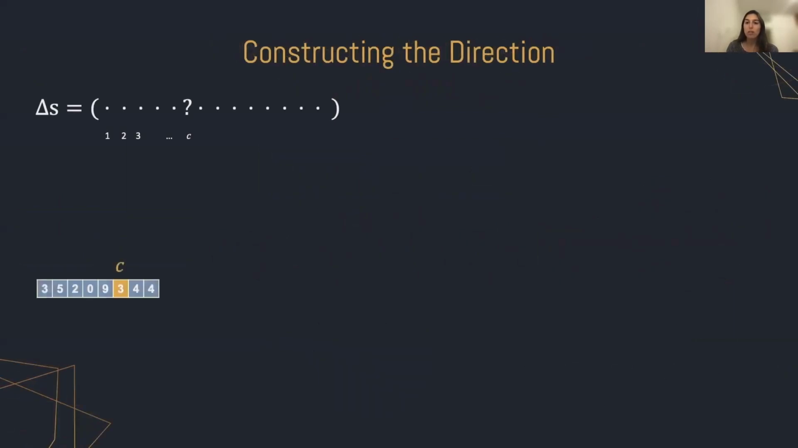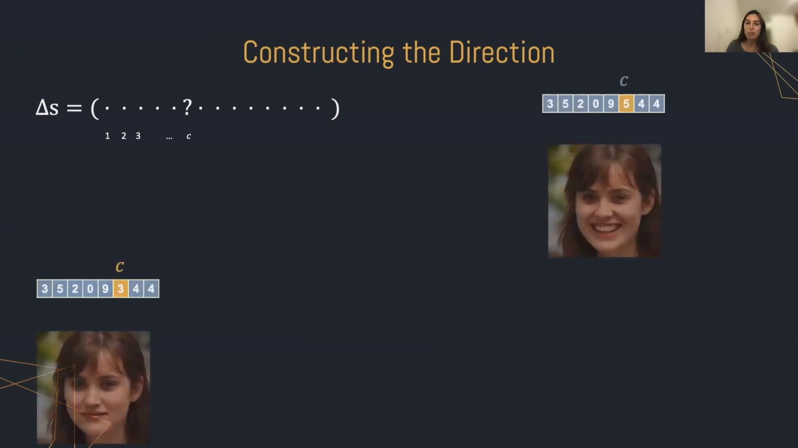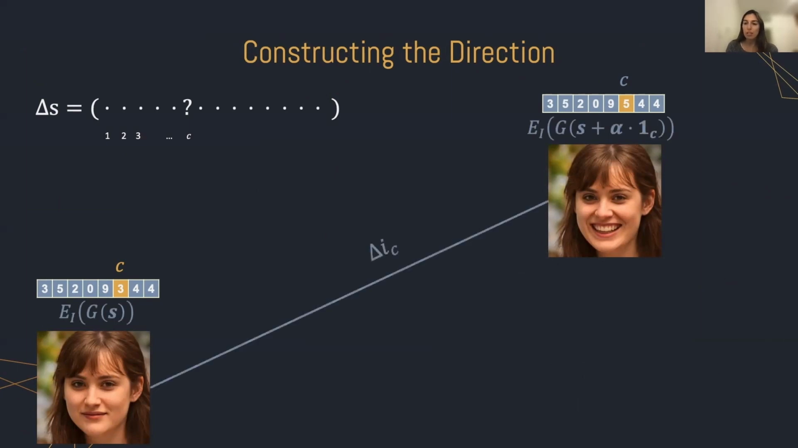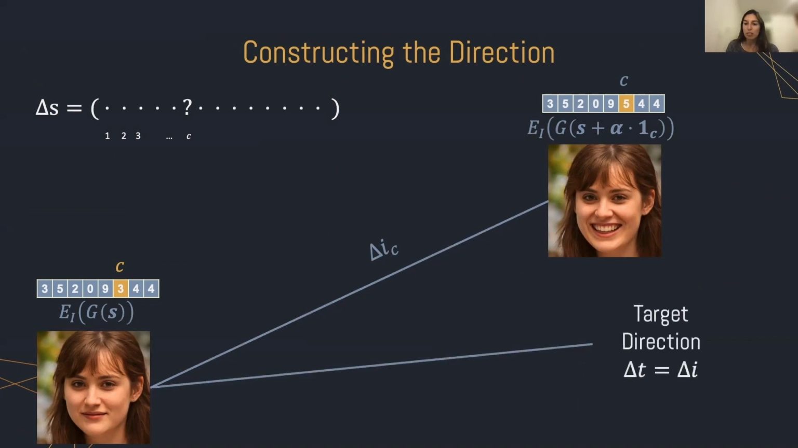For channel C, we perturb it, generate the images before and after the perturbation, and then encode them using CLIP. This gives us a direction in CLIP denoted by delta I_C. Then we take the target direction, delta T, and measure the inner product between these two directions. This gives us the relevance of channel C to the target direction. The relevance is the scalar beta C.